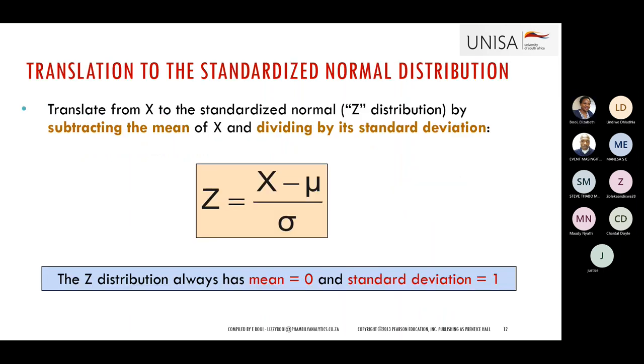Okay. So how do we then standardize the values? We use this formula, which is the z-score or the z-distribution, by subtracting your mean from the observation and dividing by the standard deviation. So the formula is x minus the mean, divided by the standard deviation, and that is your z-score.